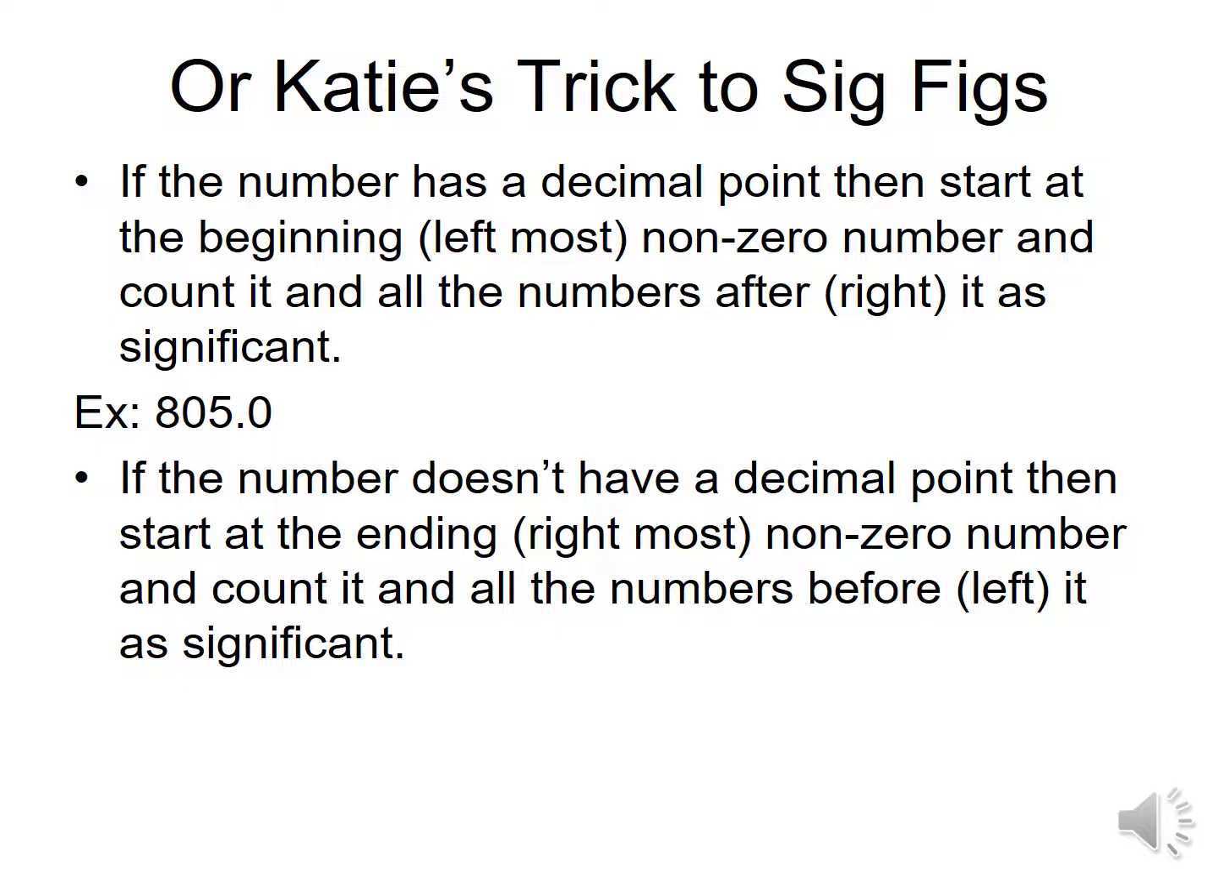If the number doesn't have a decimal point, then starting at the end, rightmost, non-zero numbers, count those, and then all the numbers before to the left as significant. 8050, I would start counting here from the right. I would say on the right the 0 is not a sig fig, but the 5 is. So starting at the 5, count all the way to the left. 508, that's 3 significant figures. So 805.0 has 4 significant figures, but 8050 with no decimal present has only 3.